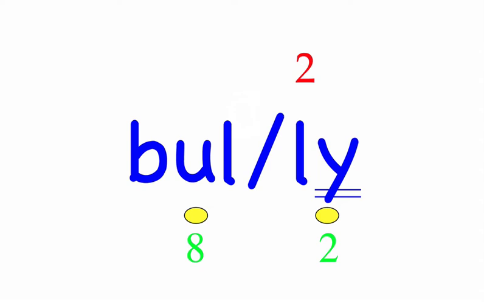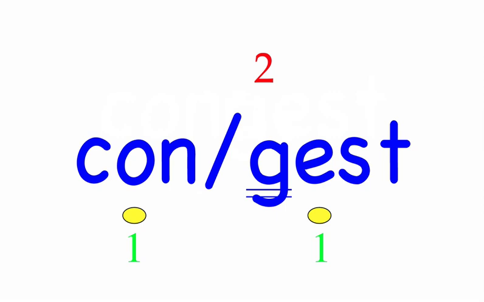Congest. Uncontrolled growth will congest our community. Congest. Con, 3 sounds. K, n. Gest, 4 sounds. J, e, s, t. Congest, mark the word. Congest.